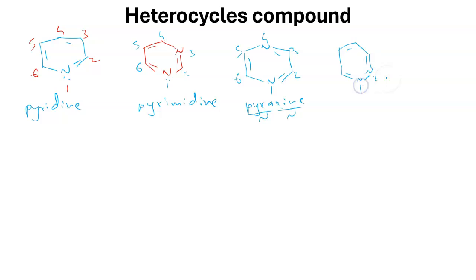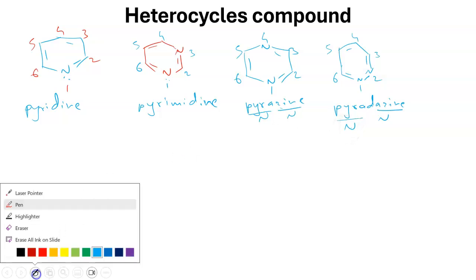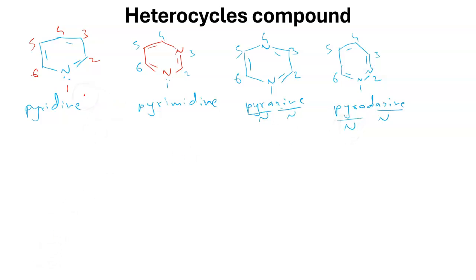we will start numbering from any heteroatom because there is no substitution. The name of this compound is pyridazine. Zin refers to a 6-member heterocyclic compound, and pyra again means nitrogen. This was about 6-member heterocycles containing nitrogen.